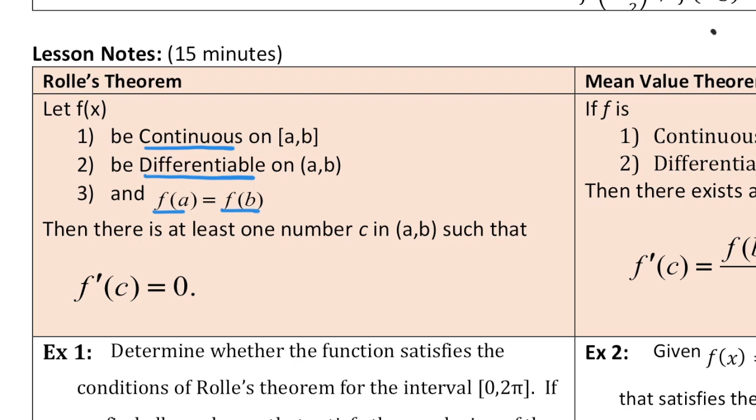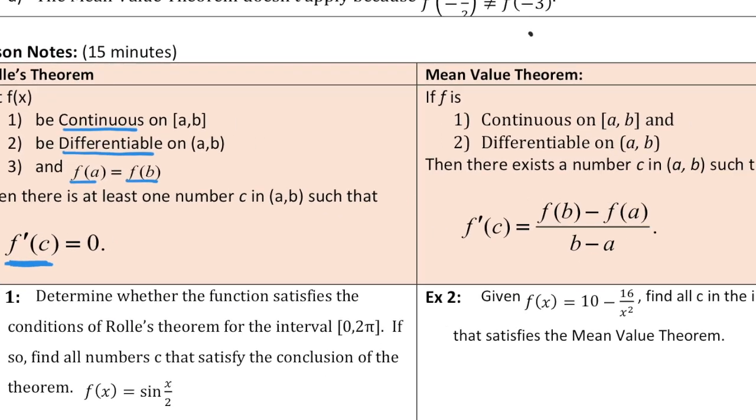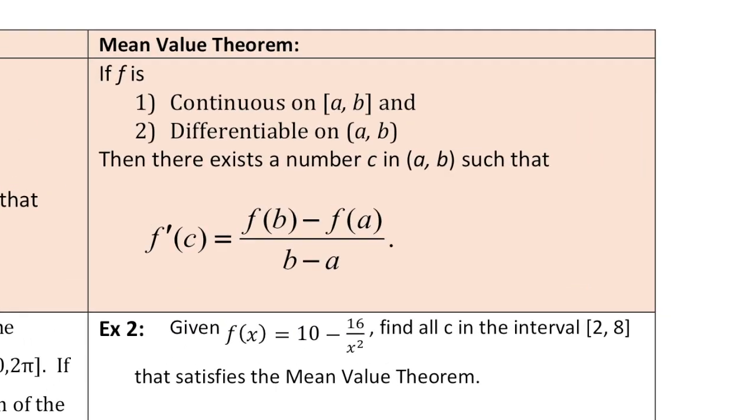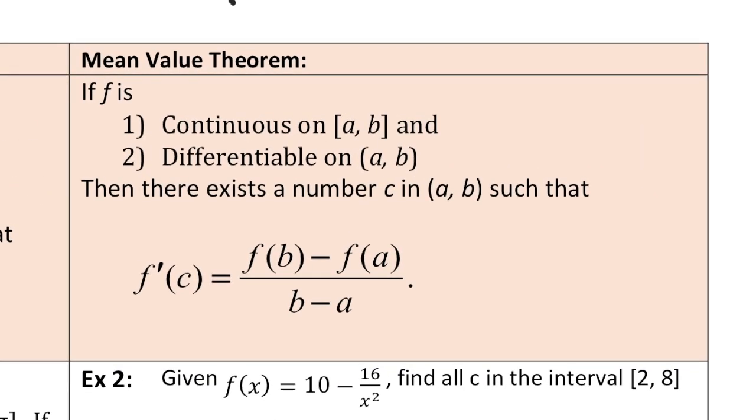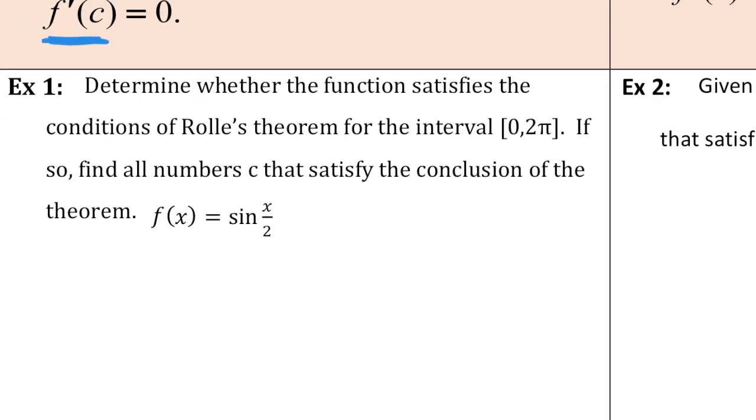If these three conditions are true, then there must be at least one number c for which the derivative is equal to 0. And then Rolle's theorem gets extended into the mean value theorem, so f is continuous and differentiable. If this is true on a closed interval, then there exists at least one number c on (a, b) such that the derivative is equal to the slope between your 2 points. All right, so now we're going to look at example 1.